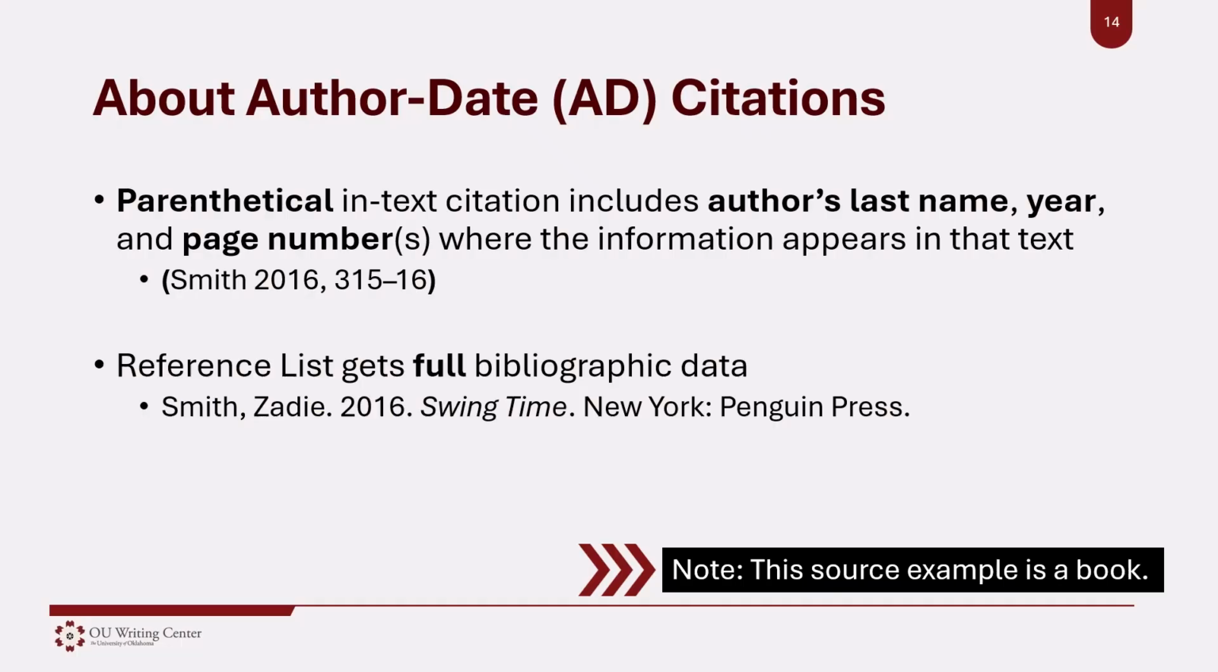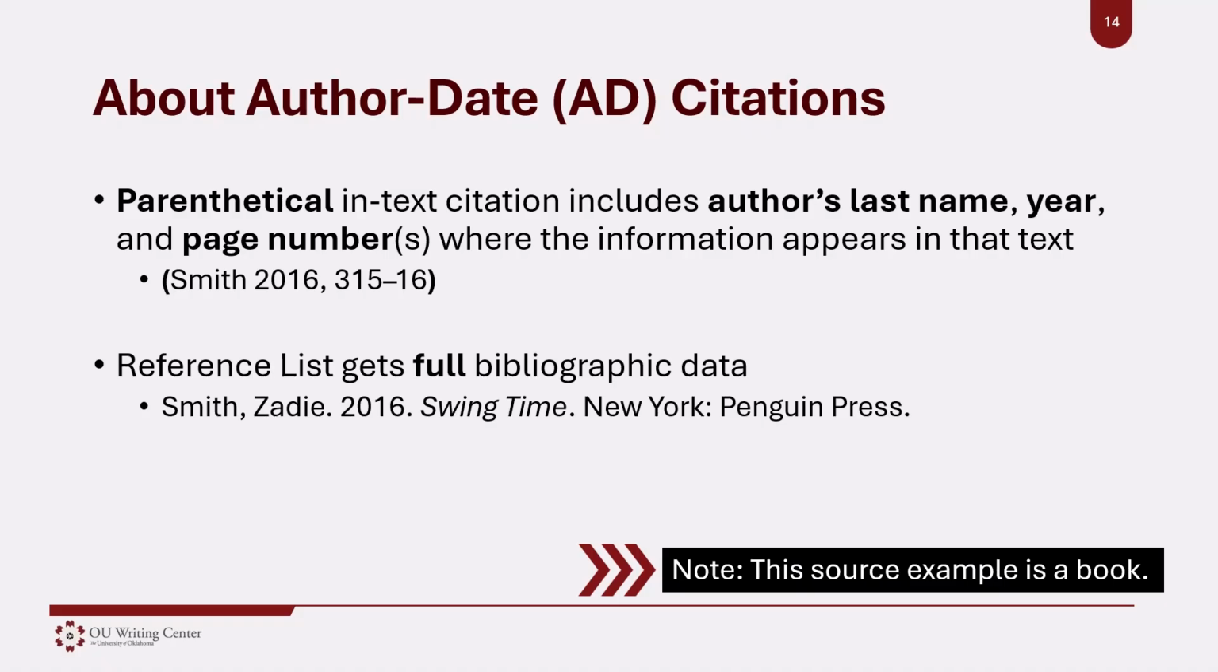The author date system uses the author's last name, year of publication, and cited page numbers in parentheses where the cited information appears in the text. The reference list entry contains full bibliographic data, including author's full name, year of publication, full title, place of publication, and publisher. Other information may be required depending on your professor's preferences, or the kind of source you're citing.